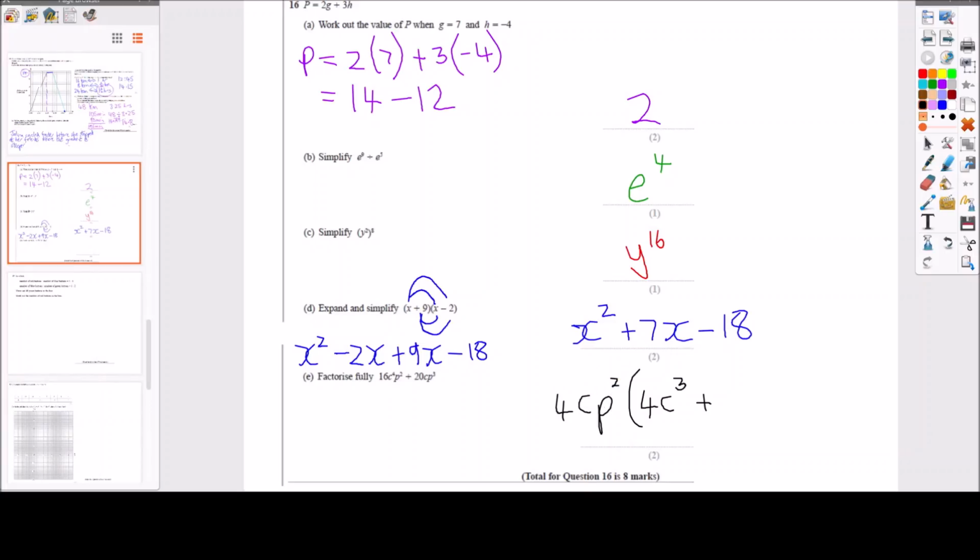4cp squared times what gives us 20cp cubed. So how do we go from the 4 to the 20? We multiply by 5. We've got the c already. To get from p squared to p cubed, we need another p. And then, of course, you can check your answer. Do the four-clause method and check you get back to what you started with.